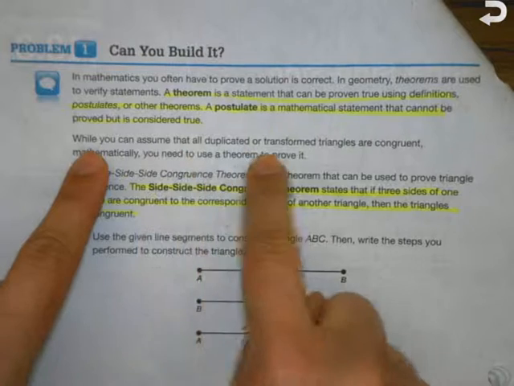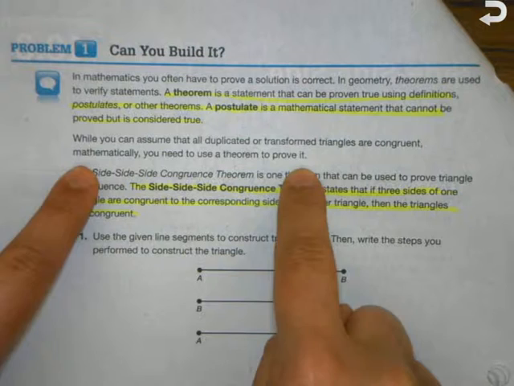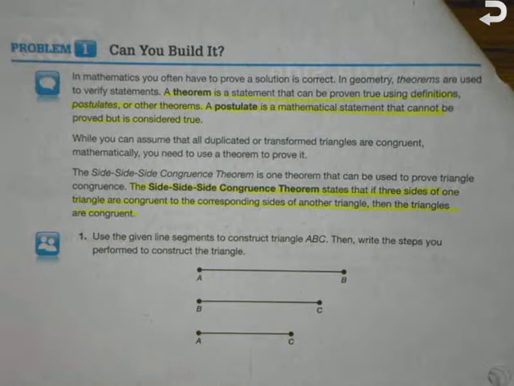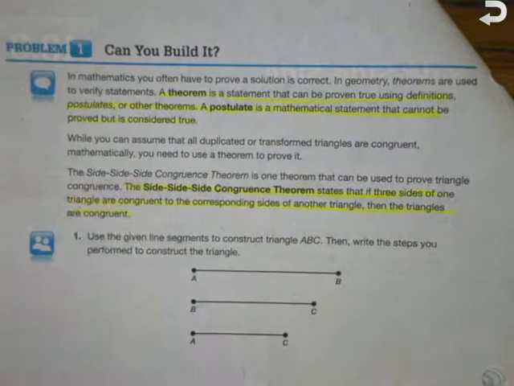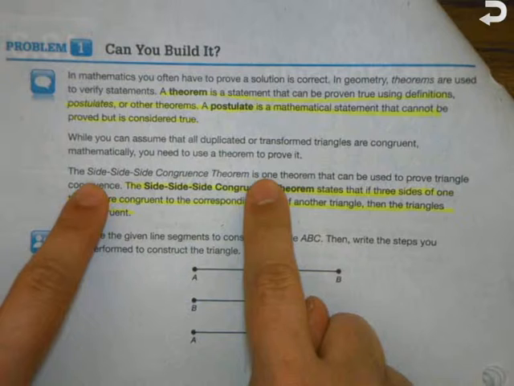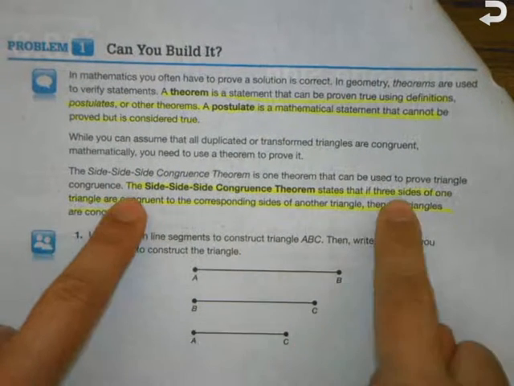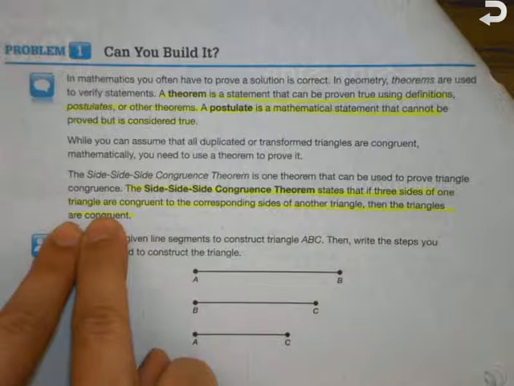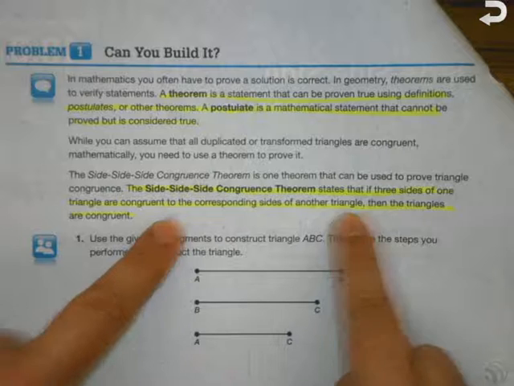While you can assume that all duplicated or transformed angles are congruent, mathematically you need a theorem to prove it. So even though we looked at different congruent triangles and we know that their sides and their angles are congruent, you actually need a theorem in order to prove it. You can't just say, I know it, so it's true. Okay? So that's where the side-side-side congruence theorem comes in. The side-side-side congruence theorem is one theorem that can be used to prove triangle congruence. The side-side-side congruence theorem states that if all three sides of one triangle are congruent to the corresponding sides of another triangle, then the two triangles are congruent.